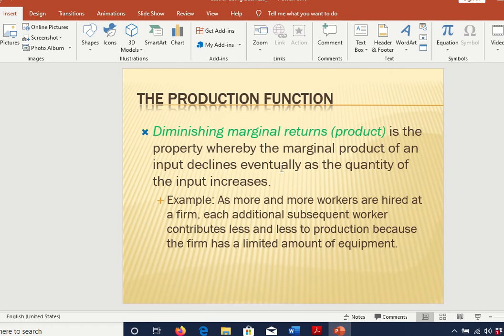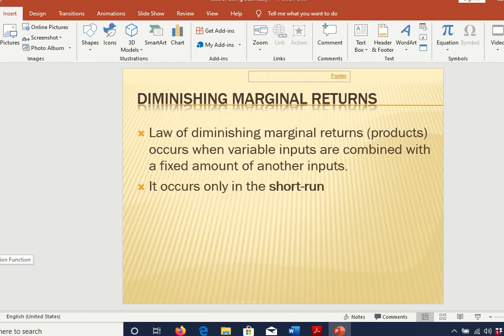So the marginal product of an input could increase in the beginning, but eventually it will decline as the quantity of the input increases. As more and more workers are hired at a firm, each additional subsequent worker contributes less and less to production because the firm has a limited amount of equipment. So why do we have the law of diminishing marginal product? So just imagine a very small factory. So initially, the owner hires one worker and works with one machine. So one worker, one machine.